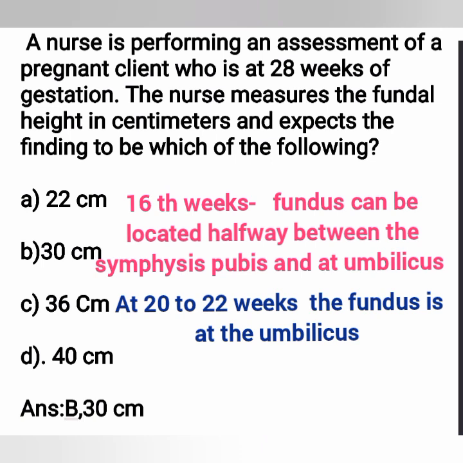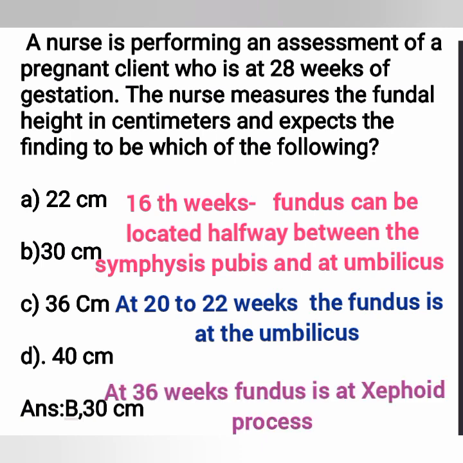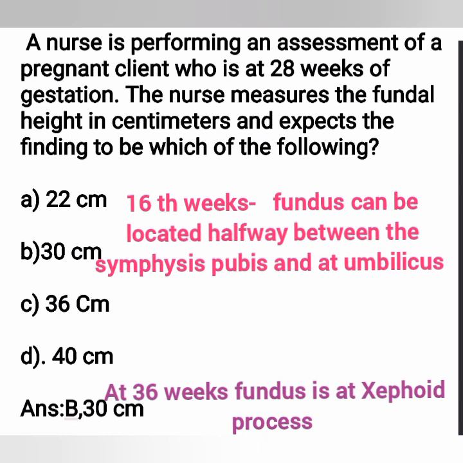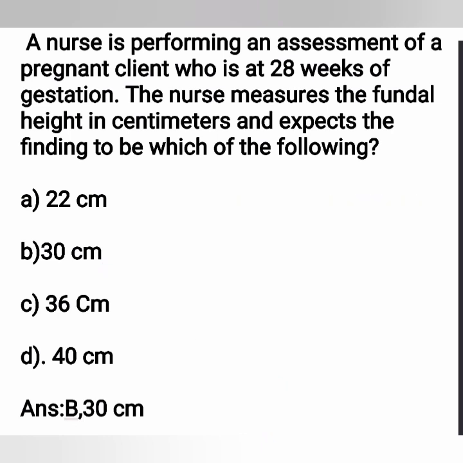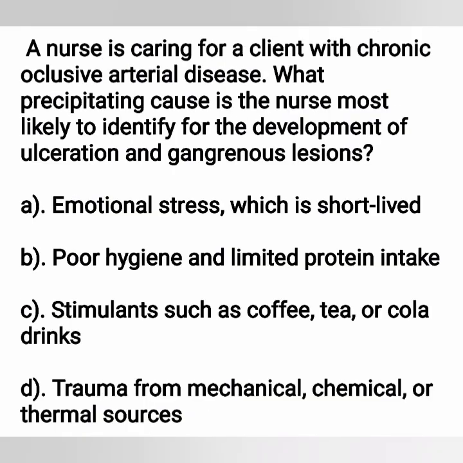Normally, at 16 weeks, the fundus can be located halfway between the symphysis pubis and the umbilicus. At about 20 to 22 weeks, the fundus is at the level of umbilicus. And at 36 weeks, the fundus is at the level of xiphoid process. Move on to the next question.